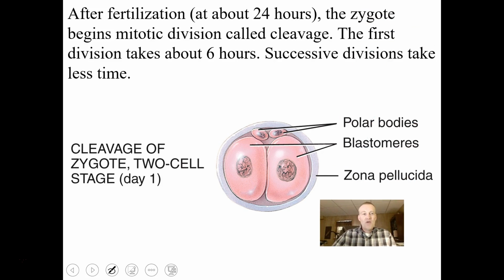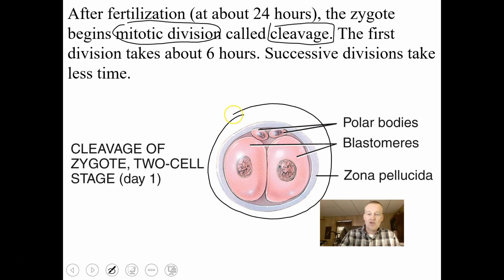So after fertilization, at about 24 hours, the zygote begins mitotic divisions. These are regular cell divisions, and it's called cleavage in this particular sequence. The first division takes about 6 hours, and then successive divisions take less and less time. So you're splitting that large oocyte now into two. Here's one, here's two cells during the first cleavage.